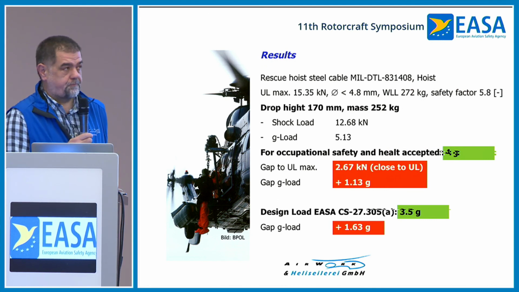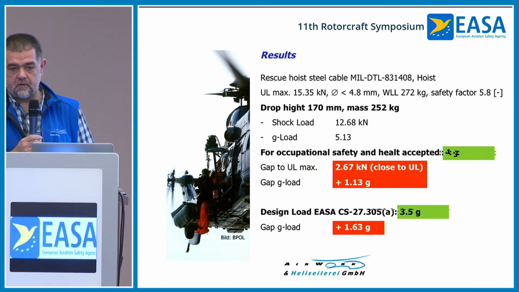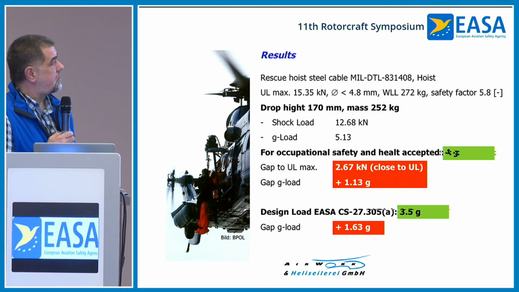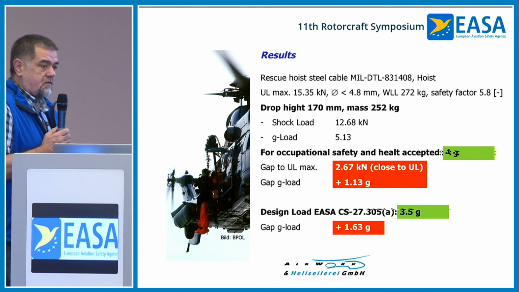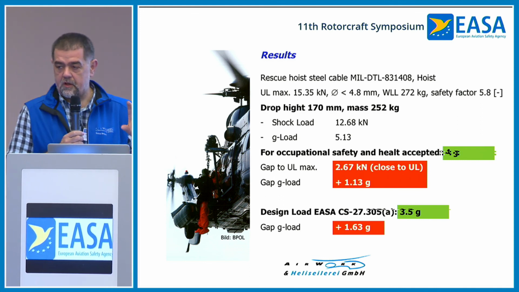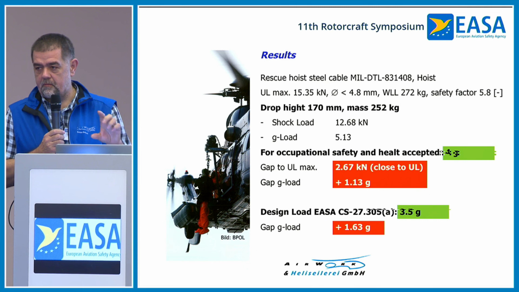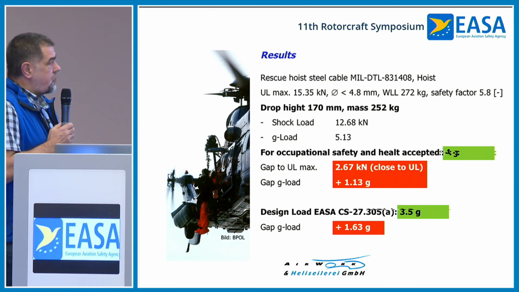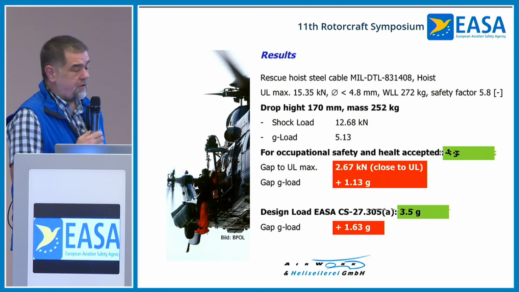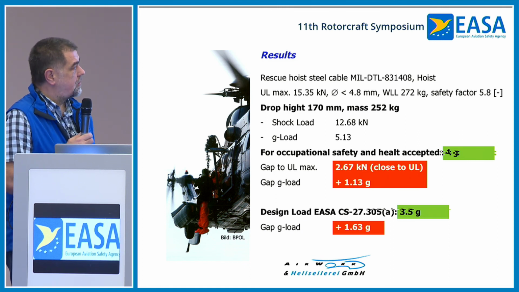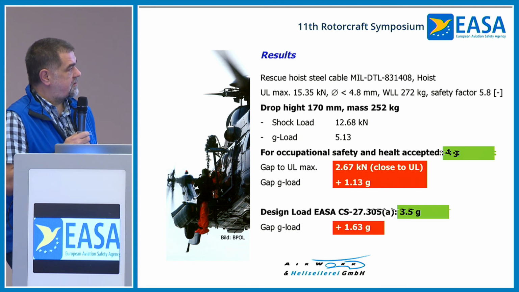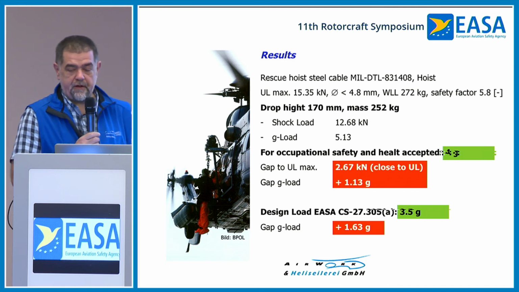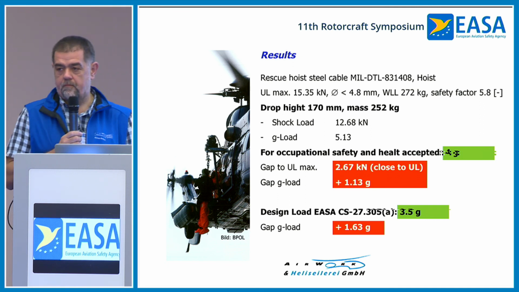The results. We tested a lot of different ropes. Here you have only 4 examples. Every time the same drop height, 170 millimeters, every time the same mass for testing. The G-load, the shock load, in this case with the rescue steel cable, was 12.68 kilonewtons. The G-load was 5.30 G.